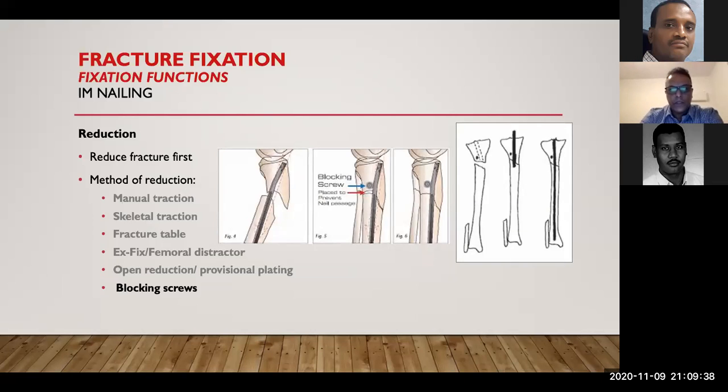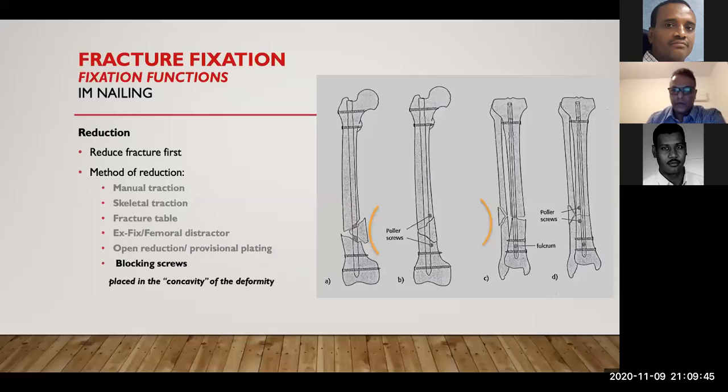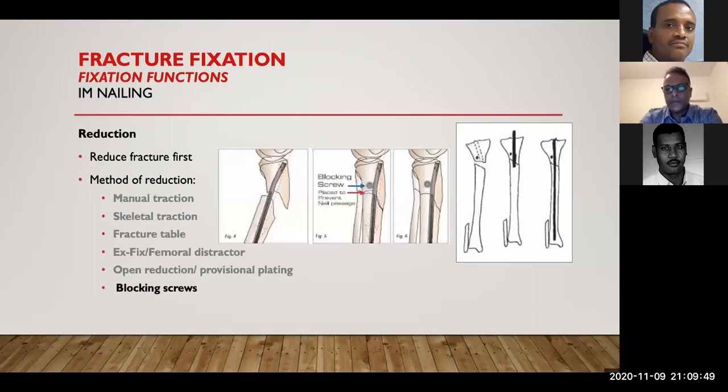Blocking screws are a very important tool in your fixation when you're using an intramedullary nail. When you use them for a proximal tibial fracture, you have your normal deformity, which is from the tibialis anterior, and also valgus deformity of the distal part compared with the proximal part. If you put in blocking screws, these screws will help you to reduce the fracture.